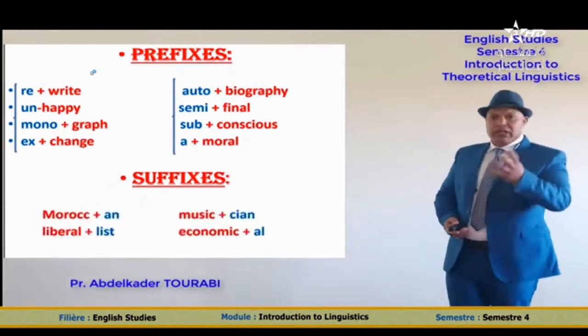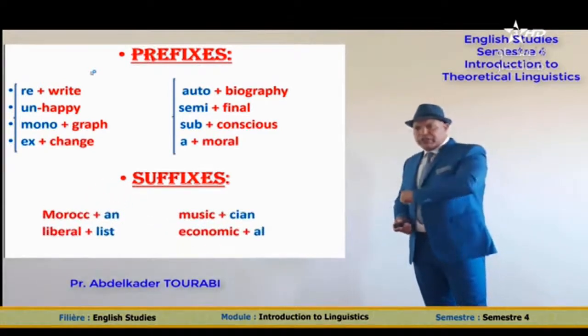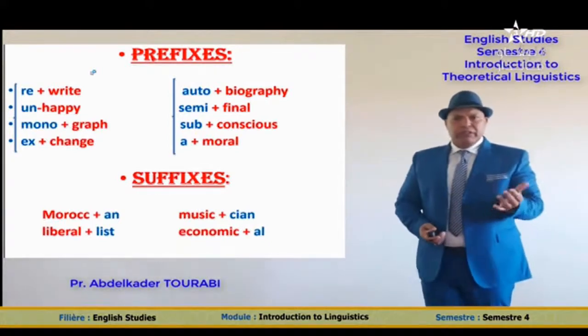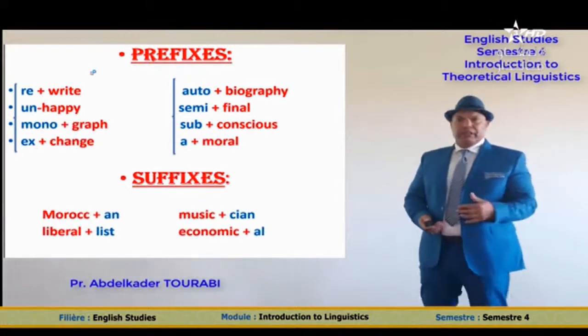In the suffixes, we have those ones: Morocco is a noun, Moroccan gives us another noun; liberal, liberalist; music, musician; and economic, economist.